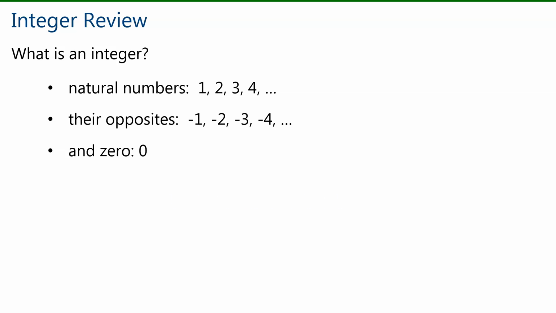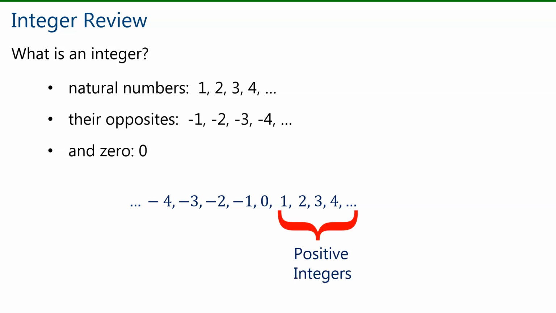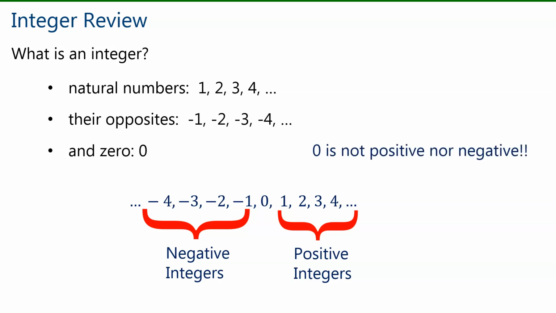So putting this all together, I can write it like this. On the left we have some more negative integers, and we also have -4, -3, -2, -1, and 0, 1, 2, 3, 4, and so on. The integers on the right are what we call our positive integers, and the ones on the left are negatives. So then what about 0 in the middle? Well, 0 is neither positive nor negative. It is neutral.